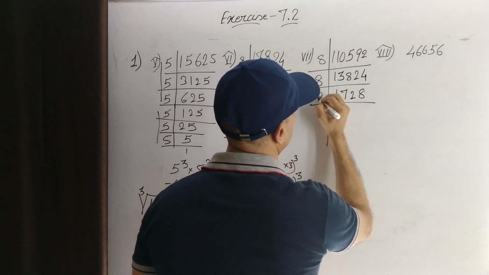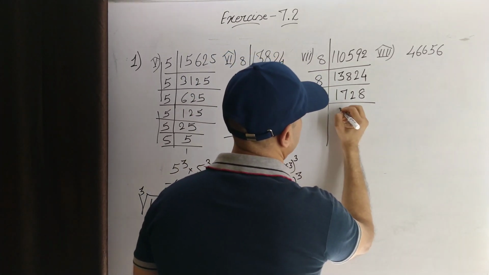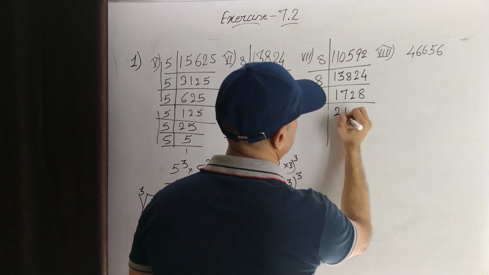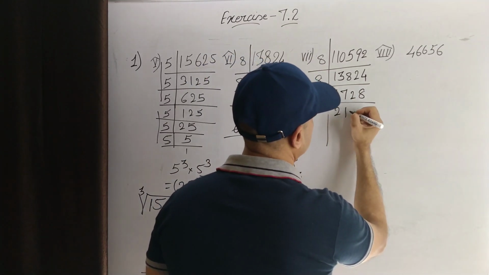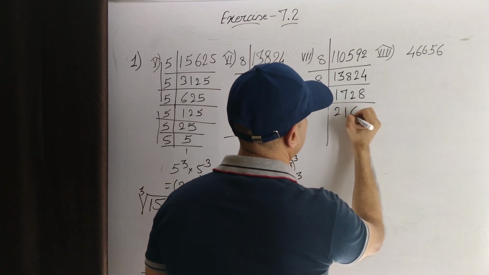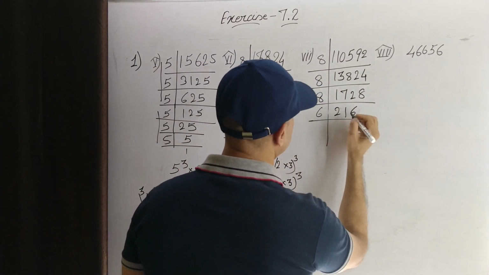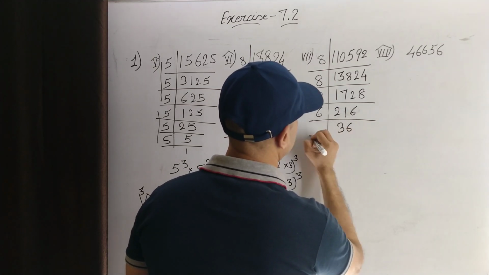Again we'll divide with 8. Divisible by 2 again. Sorry. 216. We just solve 216. We get 36 here. Again with 6.